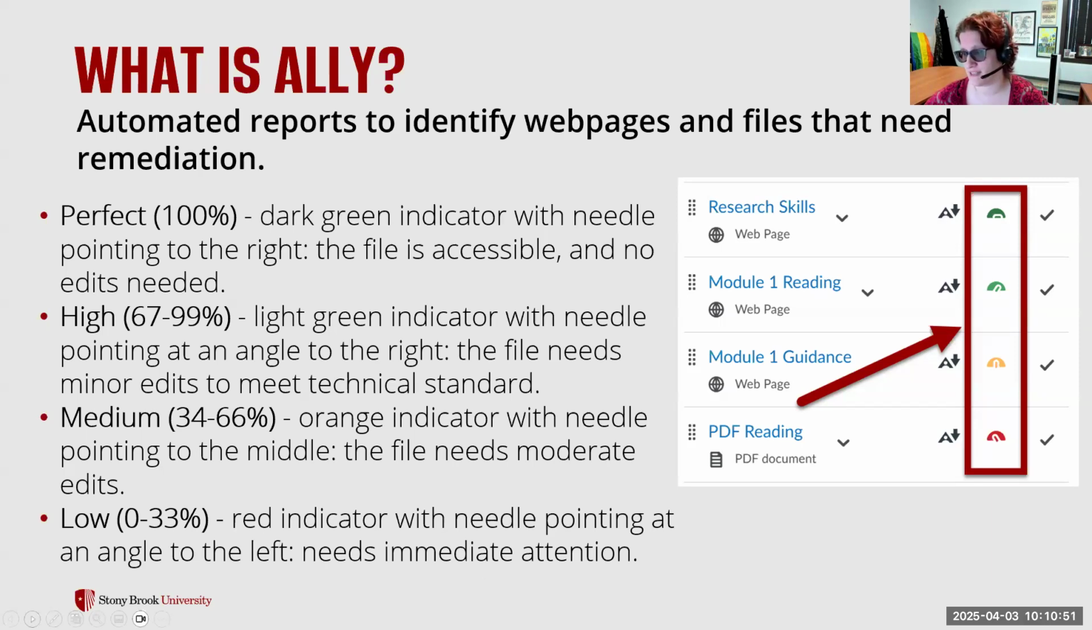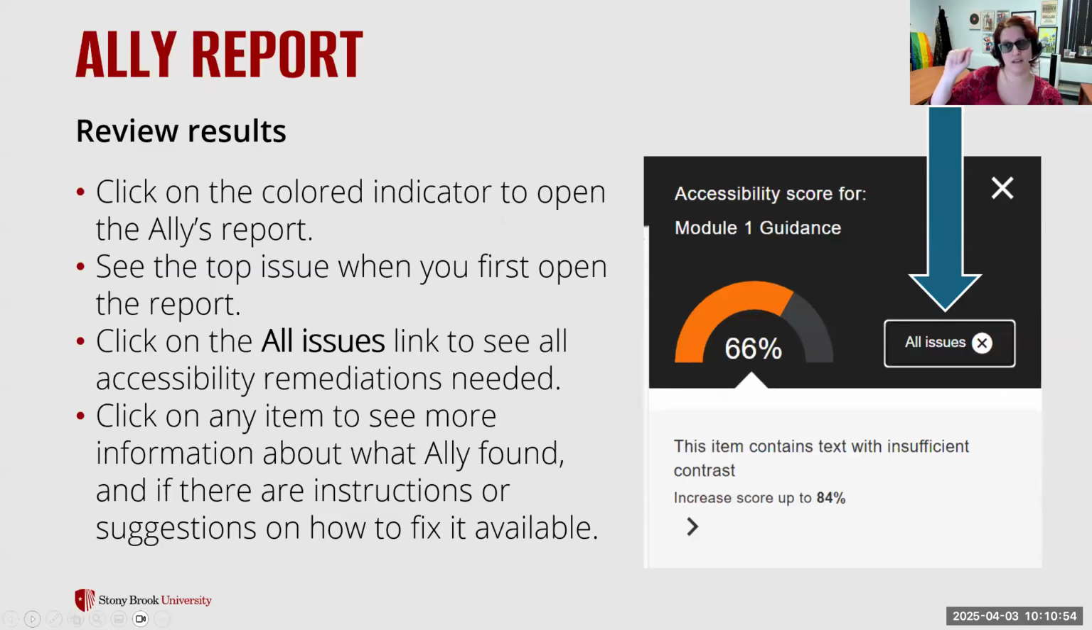Now, how to find out what to fix. If you click on the indicator, it opens your Ally report. You'll see the top issue of what's creating the biggest concern. That always displays first at the top of the report. But if you click on the all issues link in the Ally report, you'll be able to see all the remediations that are needed. You can click on any item to see more information about what Ally found. It'll explain what the issue is and guide you through the process of how to fix it. It'll also provide you with suggestions on how to fix it.